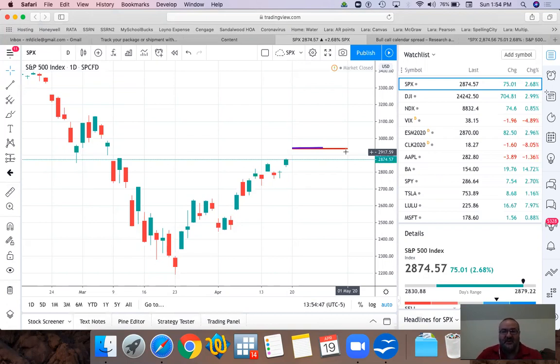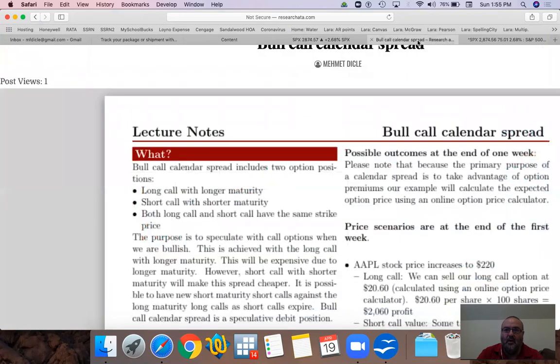Now, one alternative is to make it cheaper with a vertical spread, but now you choose to do it with a horizontal spread, a time spread or a calendar spread. And for that, we basically write a short call at the same strike price with a shorter maturity. For the sake of this lecture, we just chose the first Friday and then the second Friday. And that simply is to make the long call cheaper. And this is the example of a bull call calendar spread.